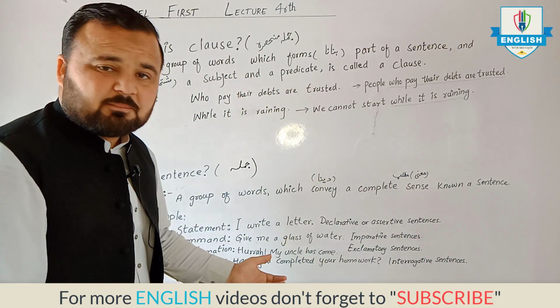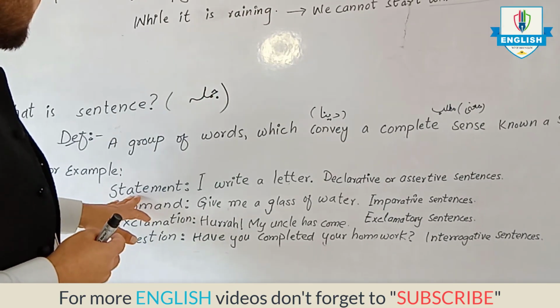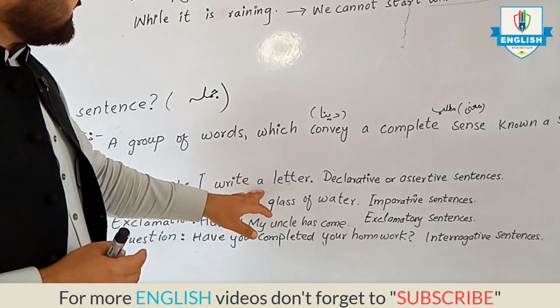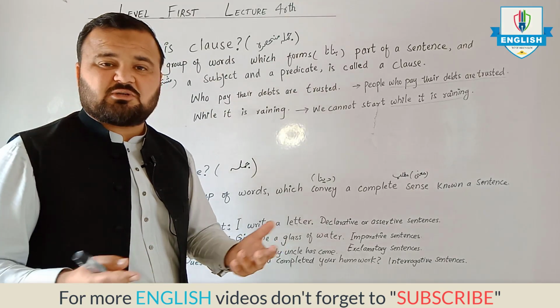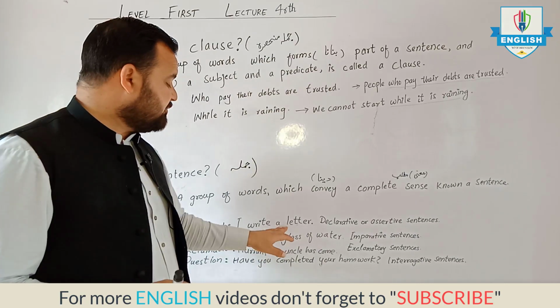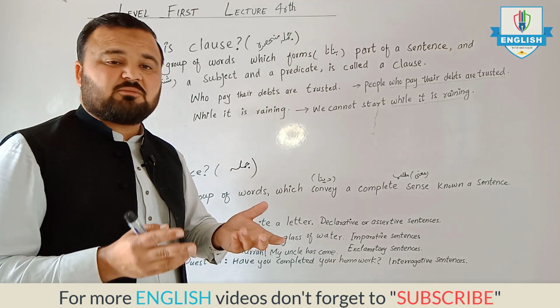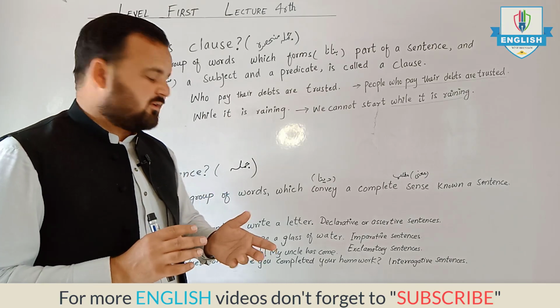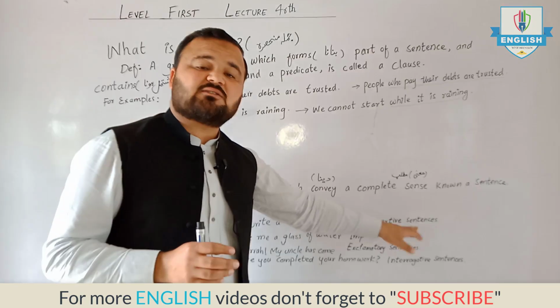Now look at the examples of sentences. Statement: I write a letter. It is a statement. It conveys meaning. So that type of sentence conveys a statement which may be positive, which may be negative. So that type of sentences is called declarative or assertive sentences.